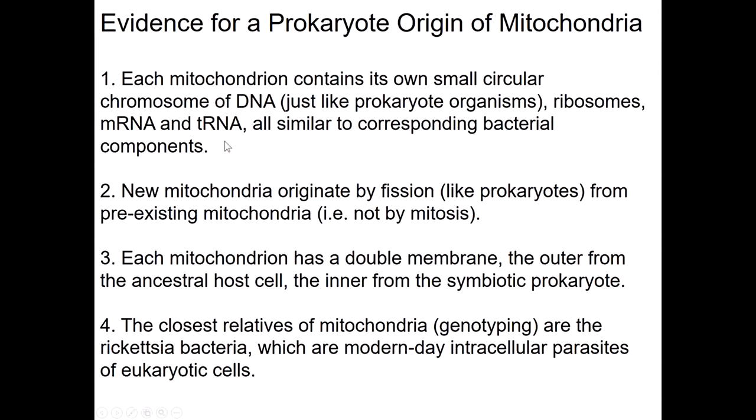And that DNA in the mitochondria is totally separate from the chromosomal DNA that we talk about during mitosis. And it's a small circular chromosome of DNA. Secondly, that chromosome of DNA in mitochondria, that circular DNA, divides by fission, okay? By fission, just like cell division in bacteria, not by mitosis. So again, the replication of DNA in mitochondria is very alien and different to the replication of DNA that we see in the rest of the cell, the chromosomal DNA. Thirdly, each mitochondrion has a double membrane, okay? And that kind of makes sense because the outer membrane was from the ancestral host and the inner membrane from the symbiotic prokaryote.